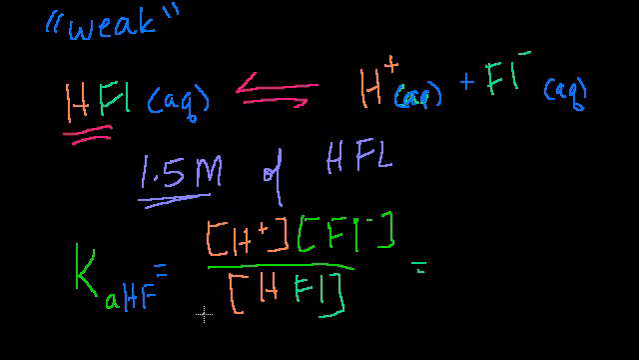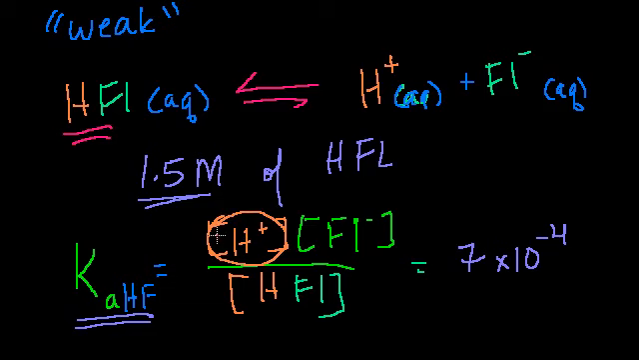And if you look this up at 25 degrees Celsius, roughly room temperature, you get a constant value here of 7 times 10 to the minus fourth. So, if I have 1.5 molar of hydrofluoric acid, can I figure out what the pH is? Remember, I want to solve for the hydrogen concentration here, and then if I take the negative log of that, I know the pH. So let's see if we can do that.